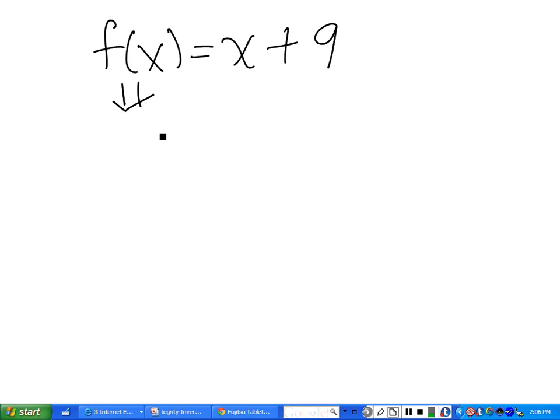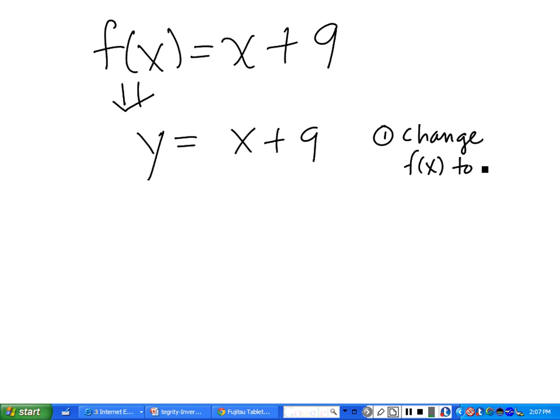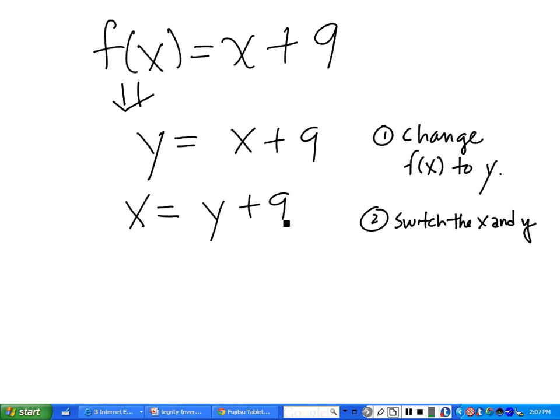So y equals x plus 9. That's the first step. What's the second step? The second step is to switch the x and y. So instead of writing y here, we're going to write x, and instead of writing x, we're going to write y. Do you know the third step? Solve for y.